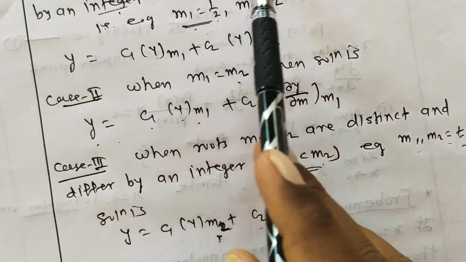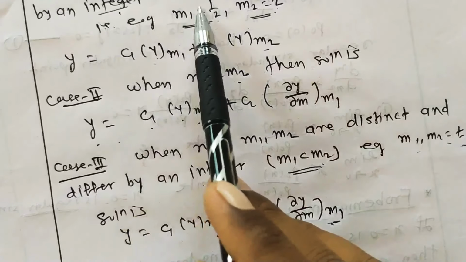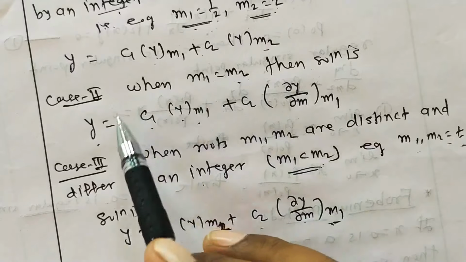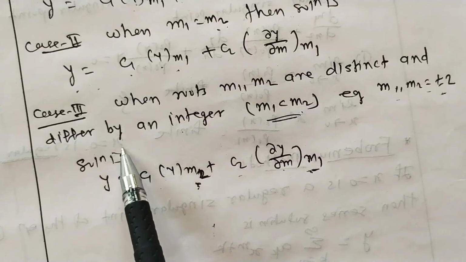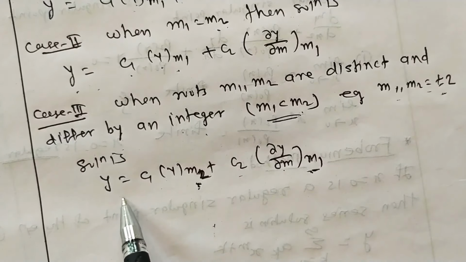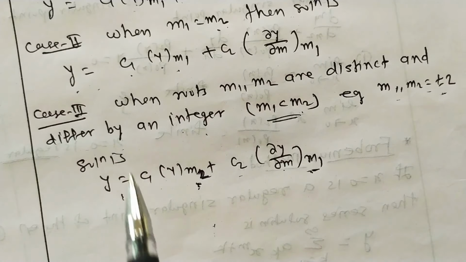If m1 and m2 are distinct and not differing by an integer, use the first; if m1 equals m2, use the second; and if m1 and m2 are distinct and differ by an integer, use the third solution. So this is the Frobenius method. In the next video we will take examples on singular points. After the examples you will be clear on this concept. So thanks for watching.